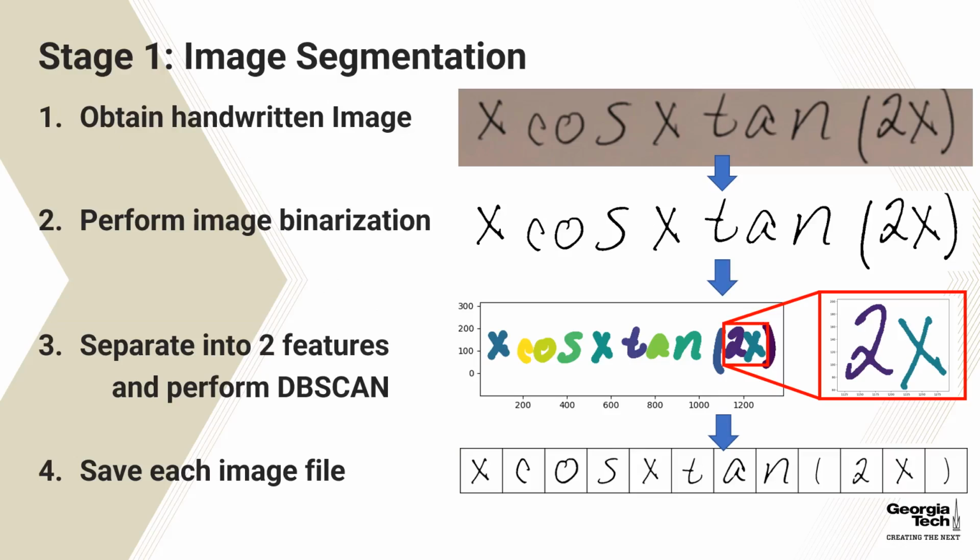The machine learning algorithm is separated into three main stages. In the first stage, the equation image is segmented into individual characters by binarizing the image and performing DBSCAN to obtain clusters for each individual character.